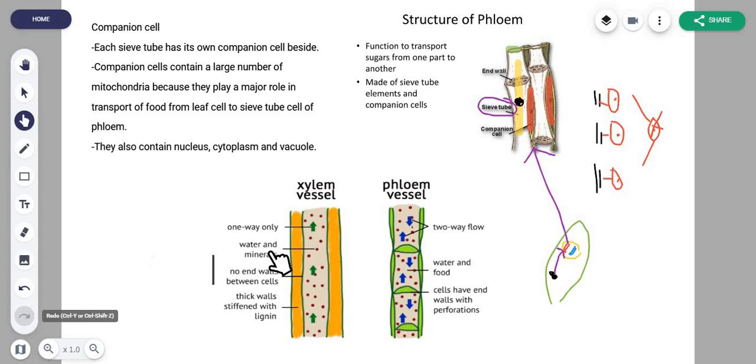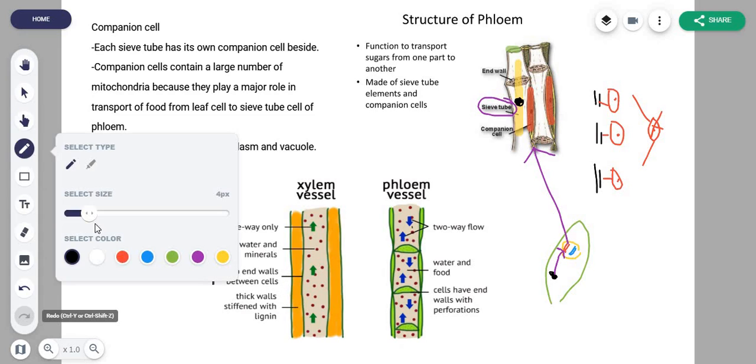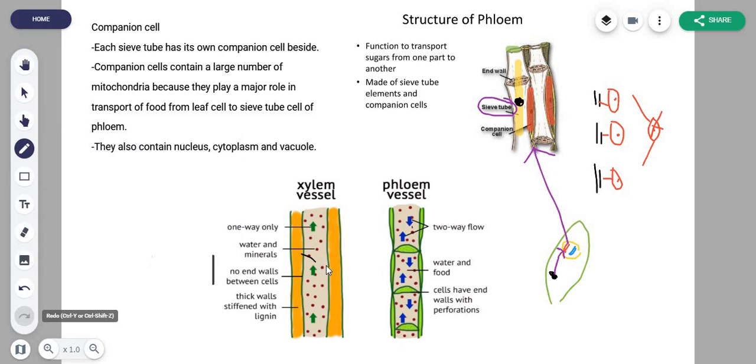It contains water and some dissolved minerals. No end walls between the cells. This means that there are no blockages or partitions, like this. There's no such thing there. There are no blockages or anything which would obstruct the pathway of water.